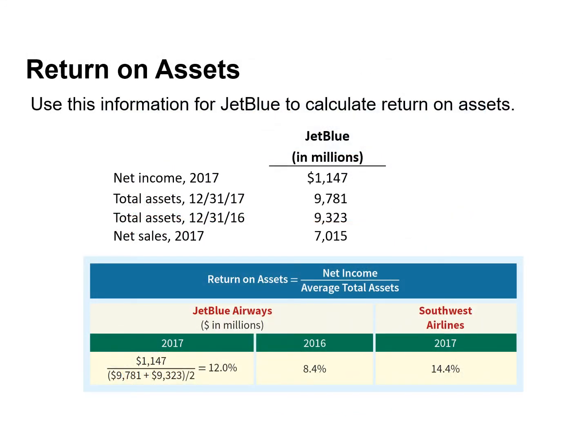An overall measure of profitability is the return on assets. This ratio is calculated by dividing net income by average total assets. Average total assets are calculated by adding the beginning and ending value of total assets and dividing by 2.